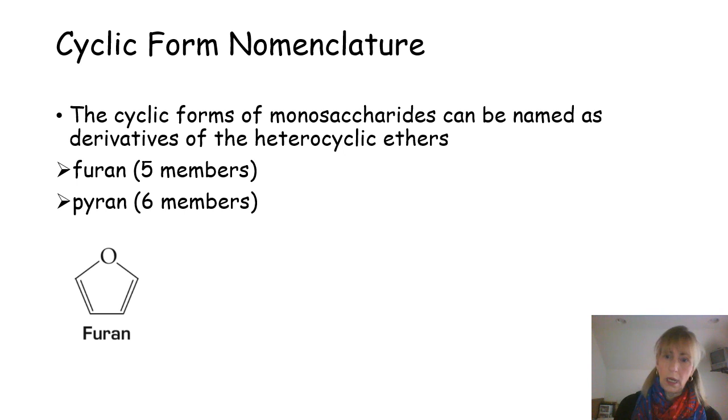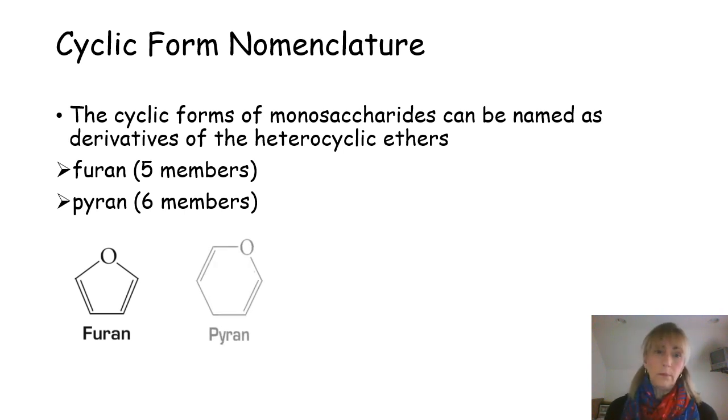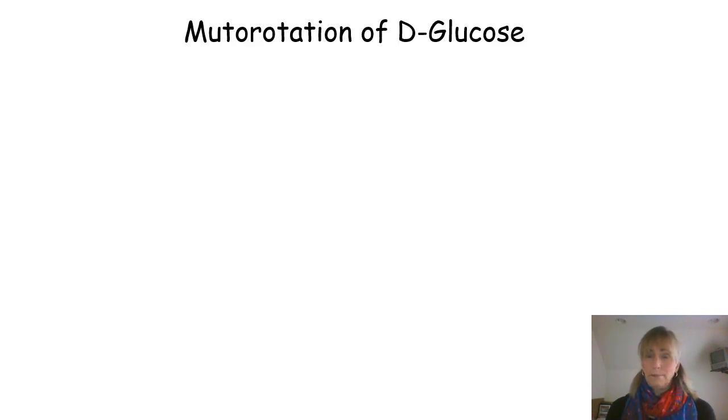Six-membered ring heterocyclic ethers are called pyrans. All right, pyran. And again, it sort of looks like our six-membered ring monosaccharide, the Haworth projection, except again, we didn't have double bonds. So we're going to name them based upon their similarity to these furans and pyrans. I'll inform you when we see these names. You're going to see them very shortly.